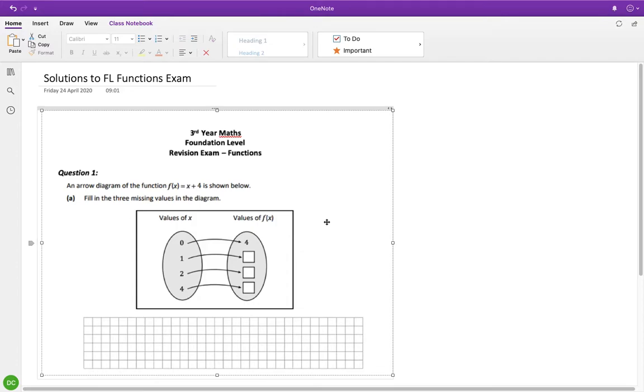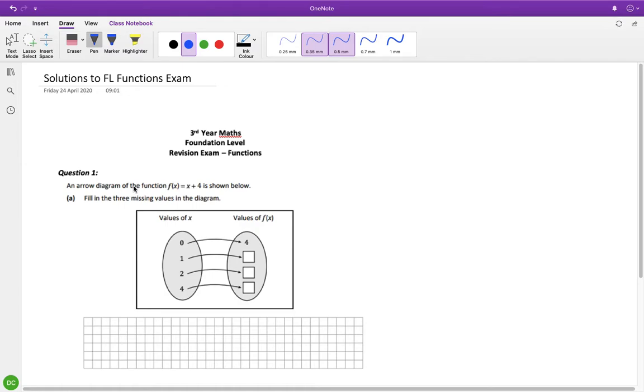Solutions to the foundation level functions exam. Question 1: an arrow diagram of the function x plus 4, so that's your function there, is shown below. Fill in the 3 missing values in the diagram.